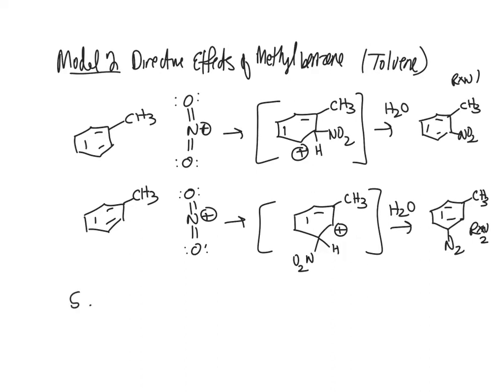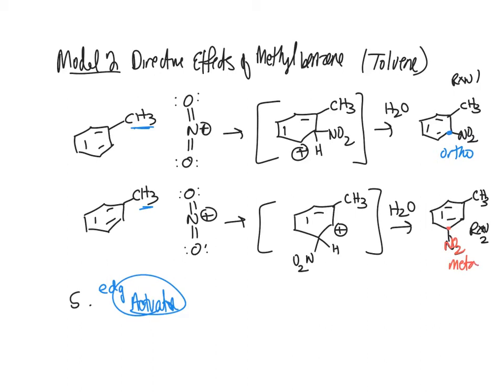So question number 5. Alkyl groups are slightly electron donating. This is an alkyl group, slightly electron donating. So it's an electron donating group, so it would be an activator. In the nitration of toluene, what product is formed in reaction 1? So we've added the nitro to the ortho position. In reaction 2, we've added the nitro to the meta position.